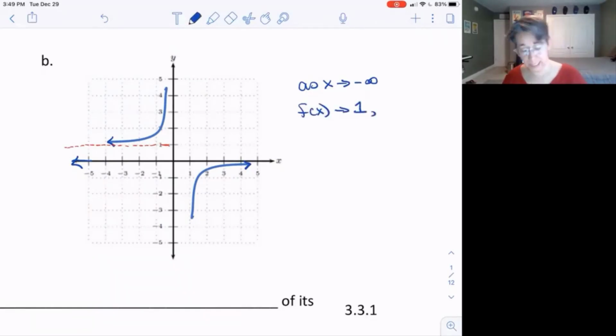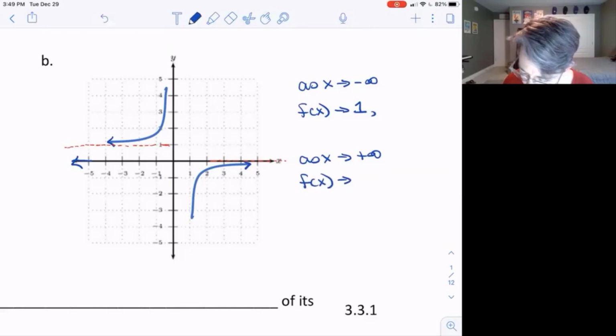Now let's do the right-hand side. As x is approaching positive infinity towards the right, well, this guy seems to be approaching the x-axis, which has a y value of 0. So f of x is approaching 0. Because the y values are approaching two different numbers, I can't combine them, as x is approaching positive or negative infinity, because they're going towards two different values.